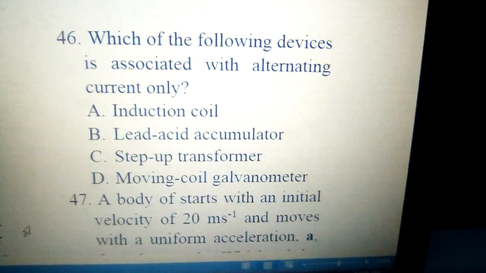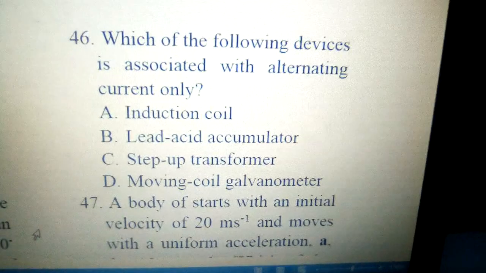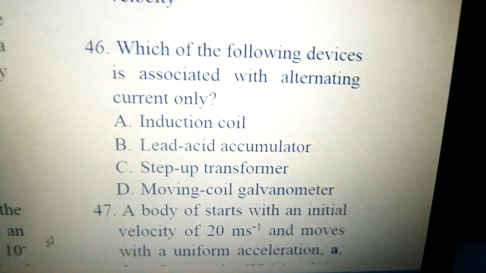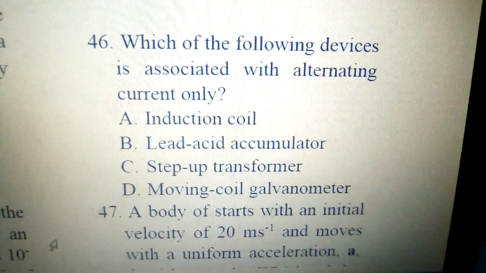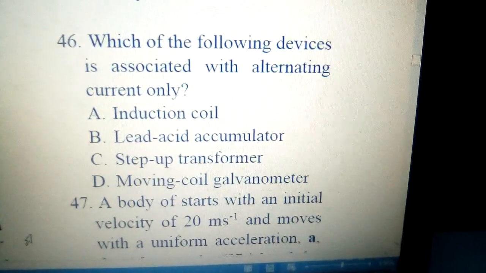Number 46. The following devices is associated with alternating current only. Option A, induction coil. Option B, lead acid accumulator. Option C, step-up transformer. Option D, moving coil galvanometer. The answer is C, step-up transformer.